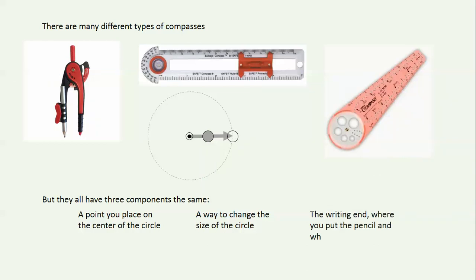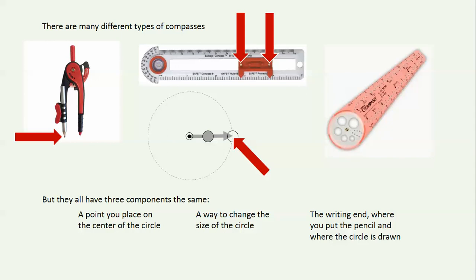And then all three will have a writing end. This is where you will place your pencil, or it's where the circle is drawn. This leg is my writing end. You can place your pencil in either of these holes. On the computer, this circle will draw, and with this one, you'll place your pencil in one of the holes of your choice. So step one today, you're going to place a point and draw a circle around it.